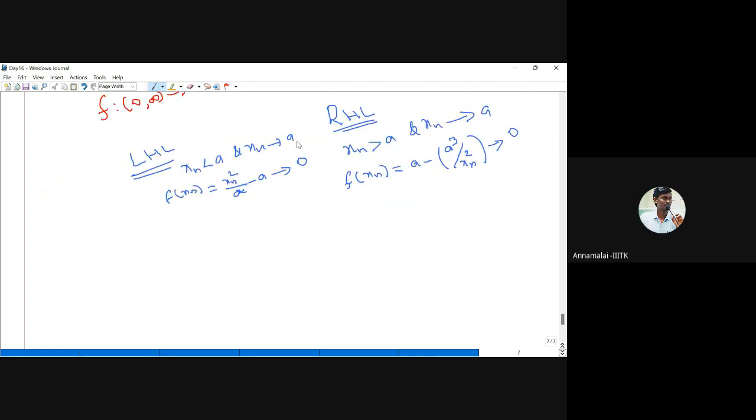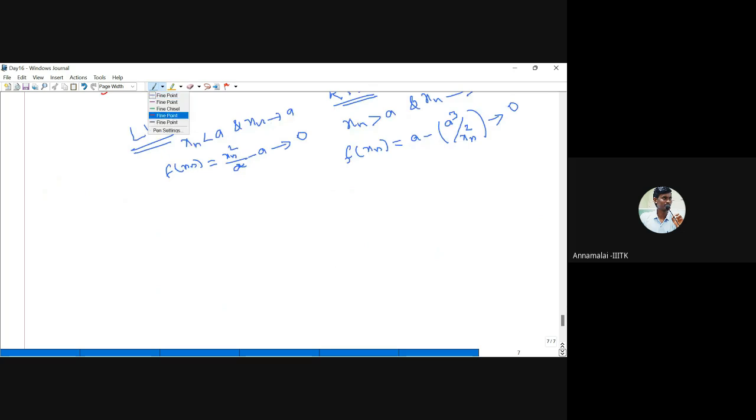Okay, maybe the final problem, then we stop. So, the fourth one. Find the limit as x goes to 0 of x into e power 1 by x by 1 plus e power 1 by x. What is the limit? You don't always need to find the right hand limit and left hand limit. You can apply the algebra of limits: if you know the limit of one function and the limit of another function, the limit of the sum is the sum of the limits.